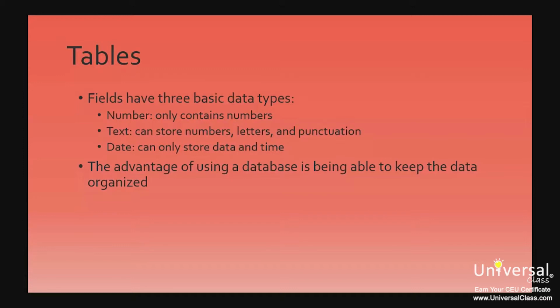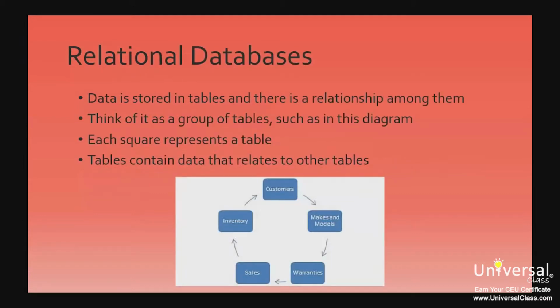The advantage of using a database instead of a spreadsheet is being able to keep the data clean and organised. This is so that data is where it needs to be, is correct, and isn't missing when you need it. Relational databases specify that data is stored in tables and they have some relationship among them. You can think of relational databases as a group of tables, each table containing data that relates to data in other tables. It helps to picture it as a web of tables that all relate to each other with the data they contain. Look at the illustration here to help picture what we're talking about.